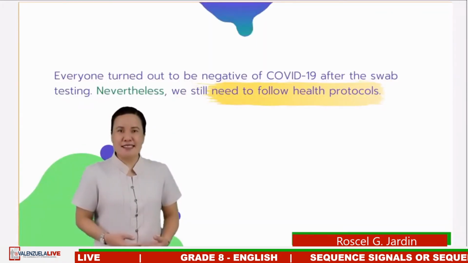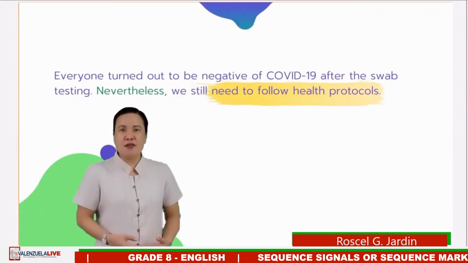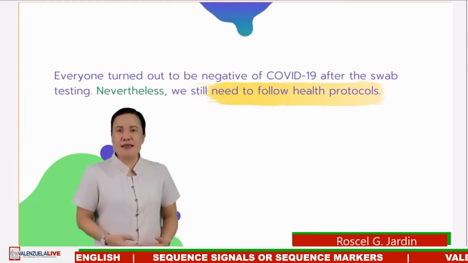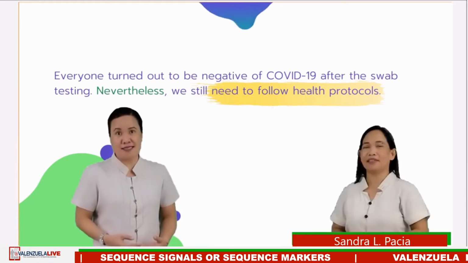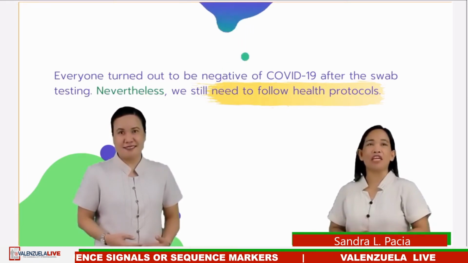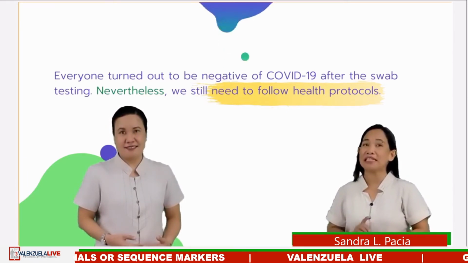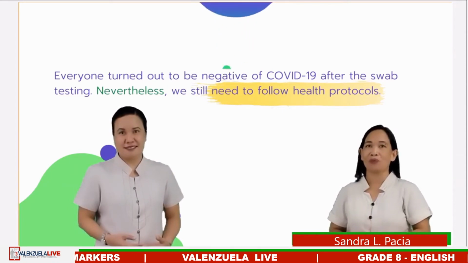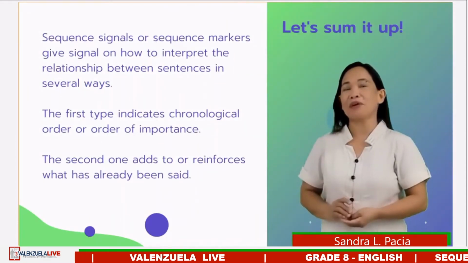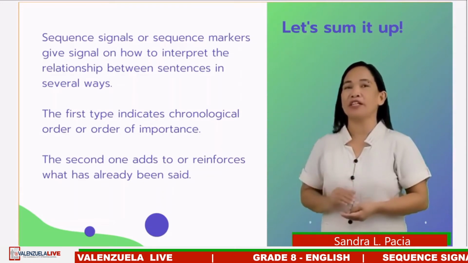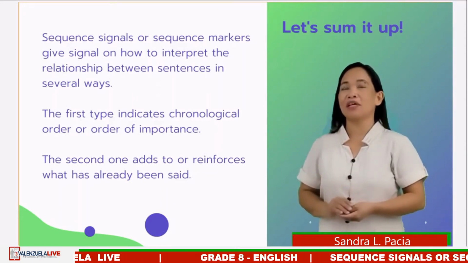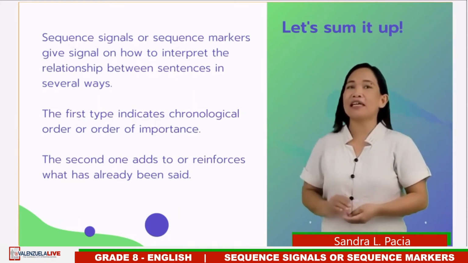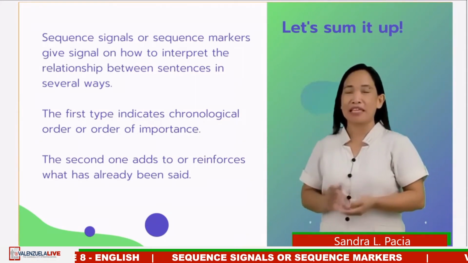In this sentence, the speaker agrees to the first idea, but there is an agreement that they need to follow health protocols. So in this type, even though the speaker agrees with the idea, there is still some kind of condition that they need to follow. I assume everything about this topic is clear to our learners or viewers now. To sum up, what we have gathered from our speakers today, these are the points that I have taken down.